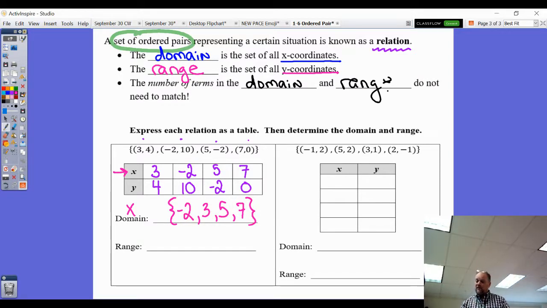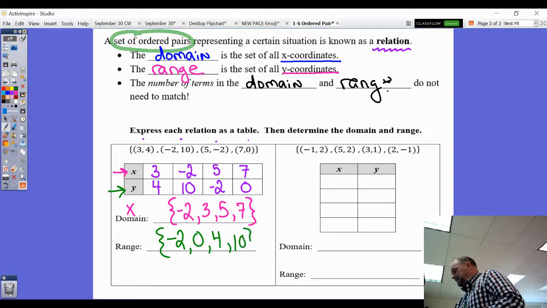So yeah, those numbers are out of order in the points, but that's how we do these. Okay, they should be in order. I'm not going to be super picky about that right away, but that is a good idea to have them in order. Okay, my domain values are those right there. My range values are my y's, and again, I'd like those to be in order. So I'll have a -2, 0, 4, and 10.